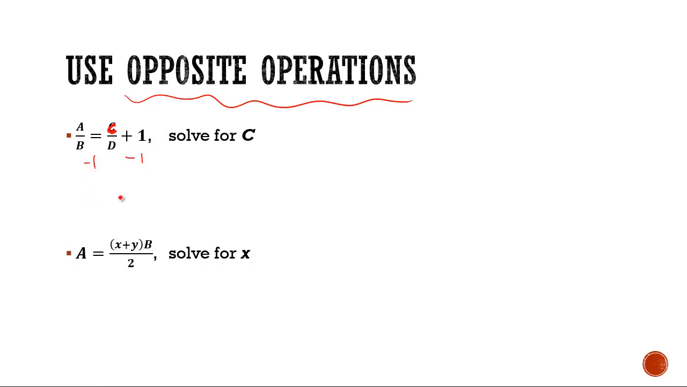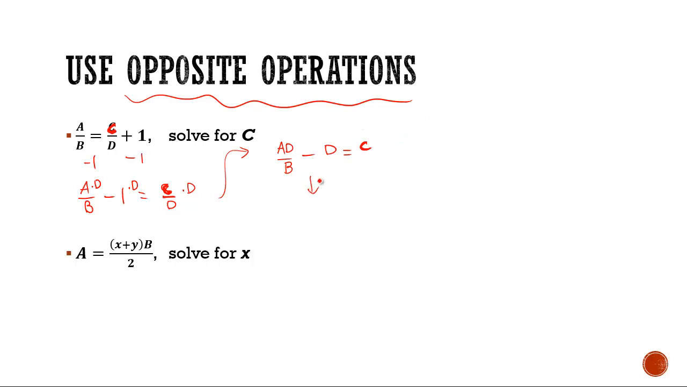So we want to subtract the 1 that was added, leaving us with A over B minus 1 equals C over D. But now the C was being divided by D, so we could actually multiply everything by D. But if you multiply this by D, you have to multiply all parts by D, leaving you with AD over B minus D equals C. So C is alone, great.